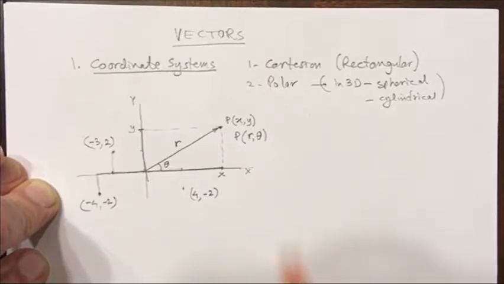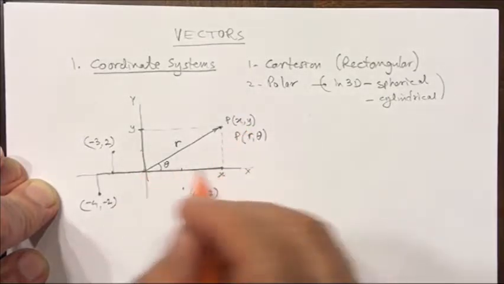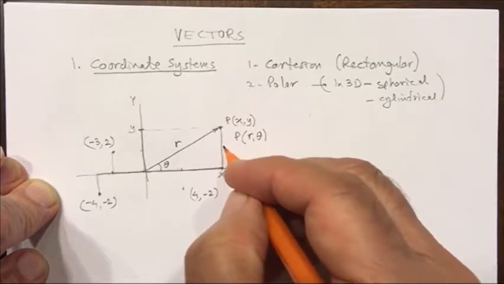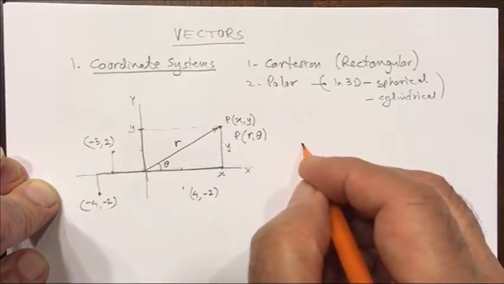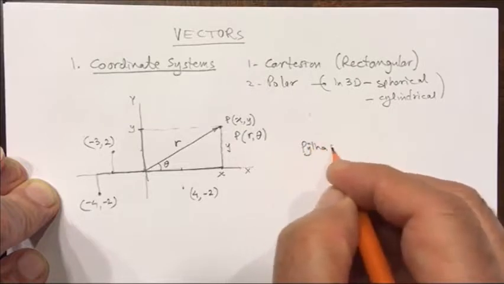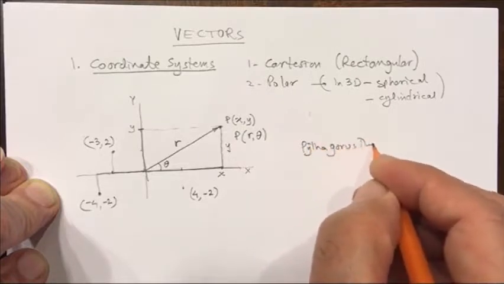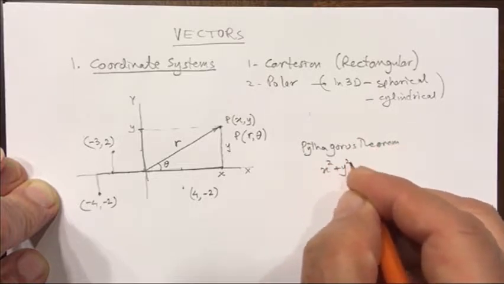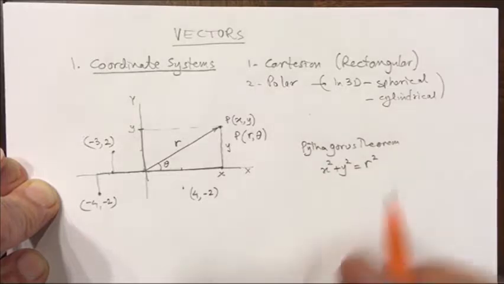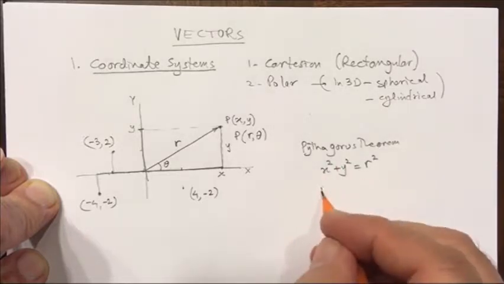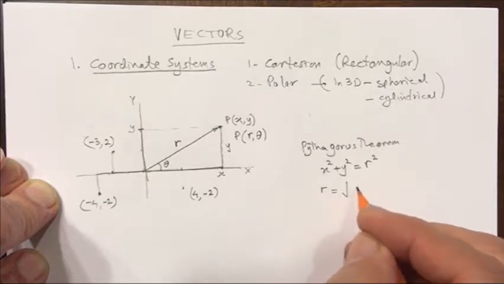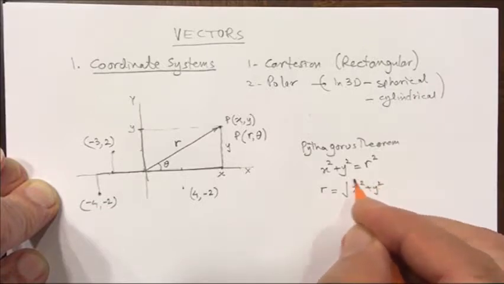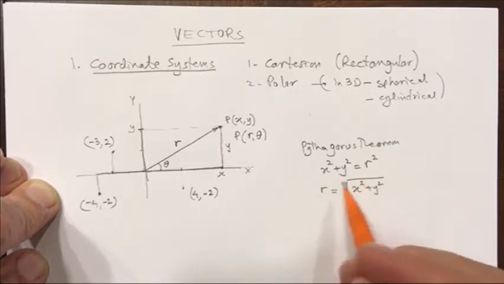Now, we want to convert from one system into another. So if this distance is x and this distance is y, then we know from the Pythagoras theorem that x squared plus y squared equals r squared. And so if we know x and y, then r becomes the square root of x squared plus y squared. So that's how we go from knowing x and y to getting the value of r.